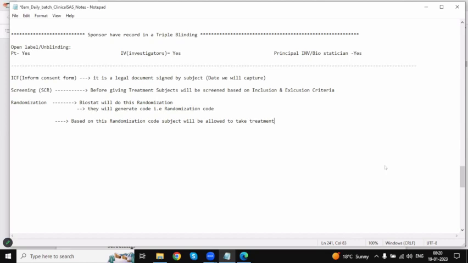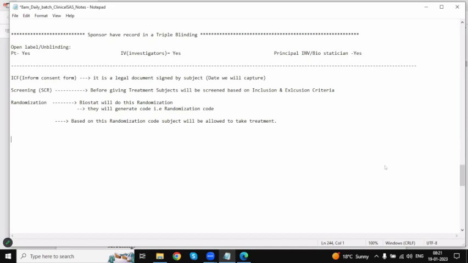Okay, so why are they going for the randomization method only? Why are they not going for another method? There's a specific reason. So understand the meaning of randomization. It's very important at this stage.